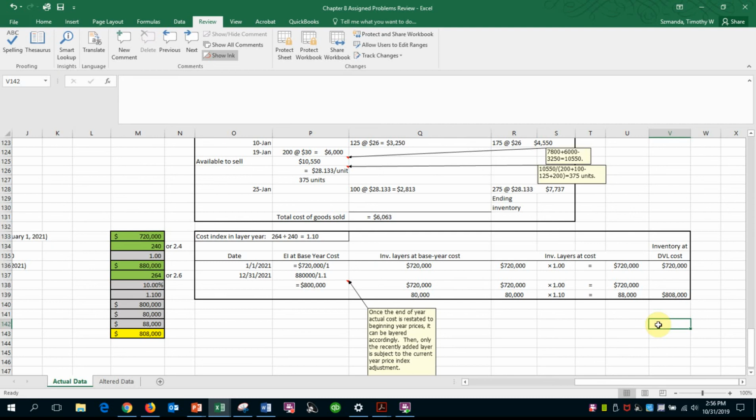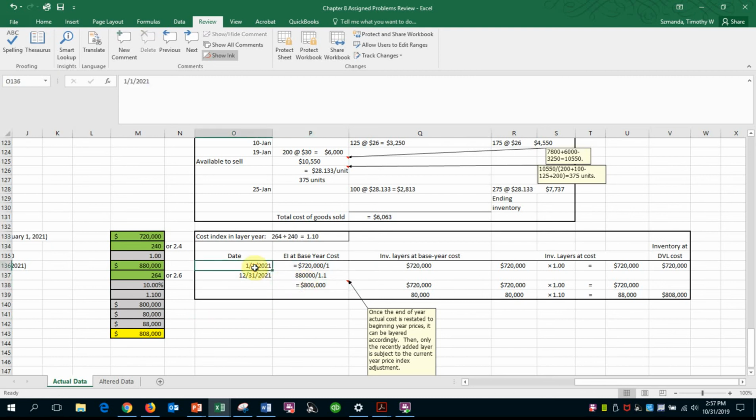If you have any questions on this method, we'll review it again in Chapter 9. So, don't feel too overwhelmed with this yet. But just remember that the cost index sometimes needs to be determined, but most of the time we'll just be given the index each year. And then we're going to start this process all over again.